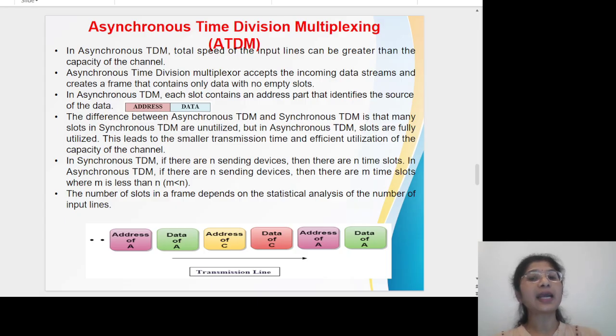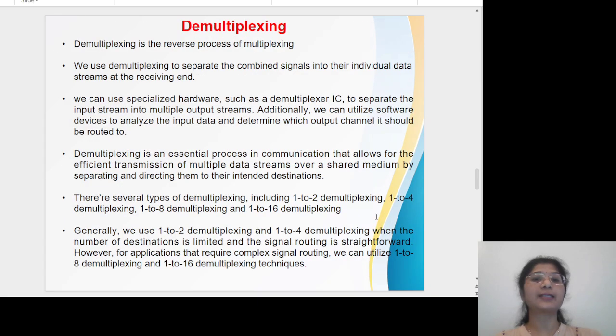Each slot contains an address part that identifies the source of the data. The difference between asynchronous and synchronous is that many slots in synchronous TDM are not utilized, but the asynchronous TDM slots are fully utilized. This leads to smaller transmission time and efficient utilization of the capacity of the channel. In synchronous TDM, if there are n sending devices, then there are n time slots. Whereas in asynchronous TDM, if there are n sending devices, then there are m time slots, where m is less than n. The number of slots in a frame depends on the statistical analysis of the number of input lines.